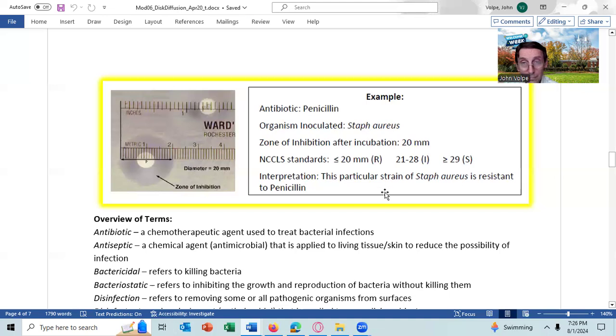So in essence, would it be ineffective? Like, would it not work as well? It wouldn't work as well as an antibiotic where the species would be sensitive to it. Okay, thank you. It wouldn't work as well.